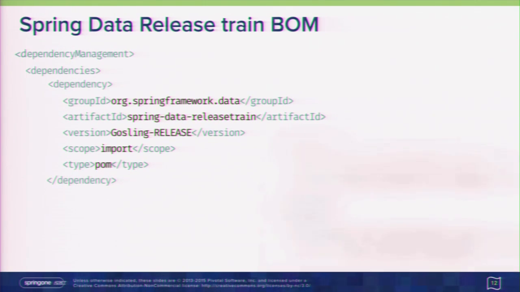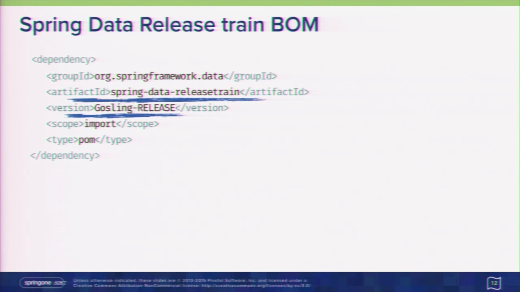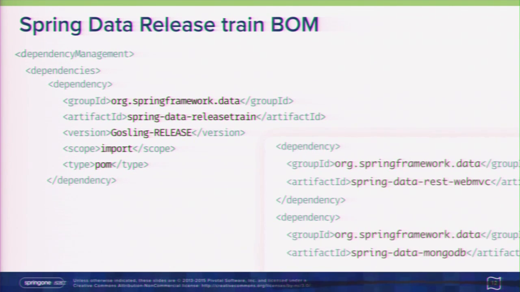And then you can basically go on and declare your dependencies without having to worry about explicitly defining the version for, let's say, Spring Data REST Web MVC and MongoDB, because those versions that work together are already defined in the release POM.